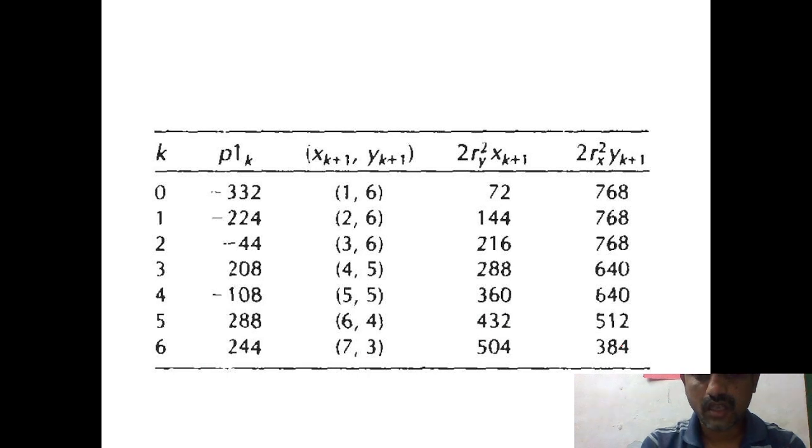But here, see, the last value of region 1 is where 2 ry square xk plus 1 is greater than or equal to 2 rx square yk plus 1. At that point we can stop this process. Okay, now we can go for region 2.